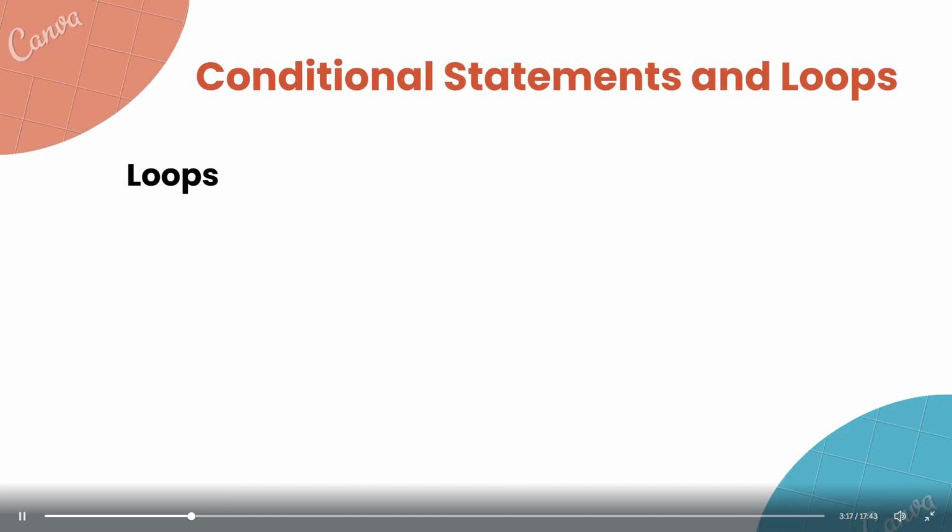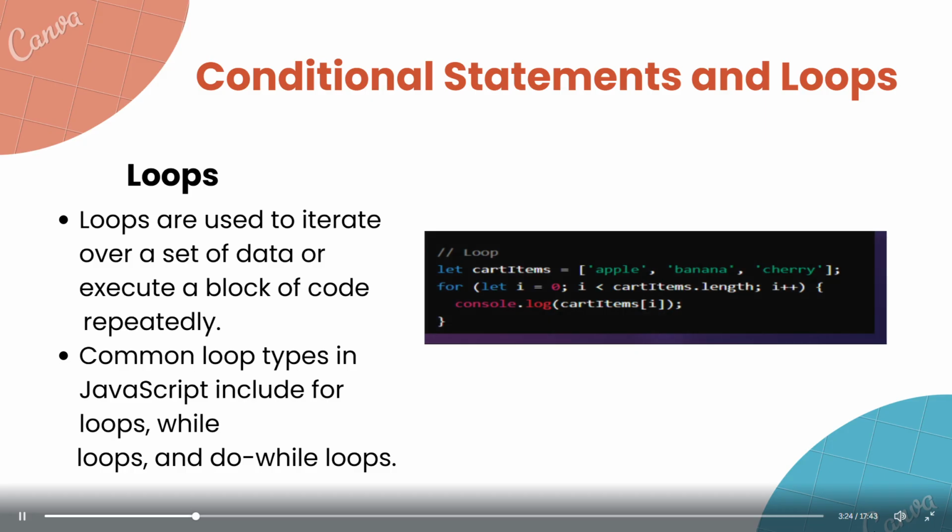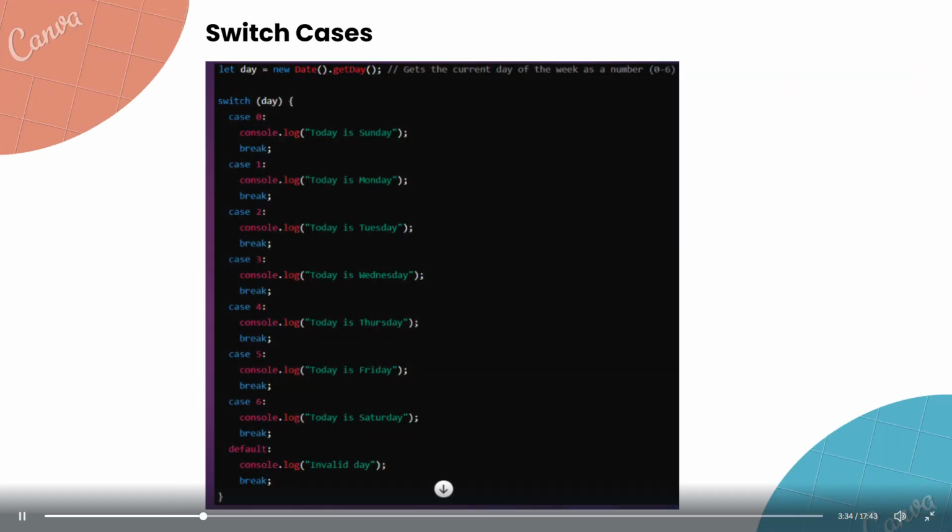Now, let's discuss loops. Loops are used to iterate over a set of data or execute a block of code repeatedly. Common loop types in JavaScript include for loops, while loops, and do while loops. This is an example of switch cases.